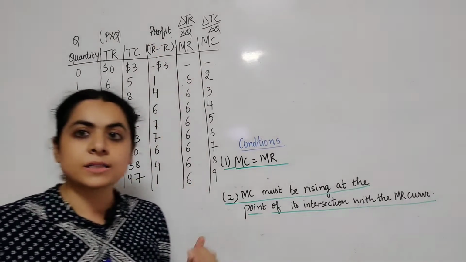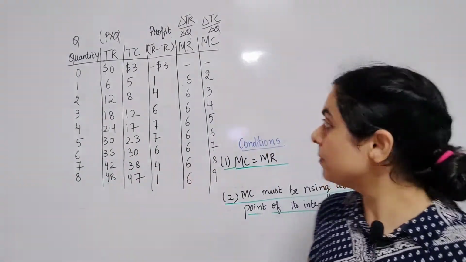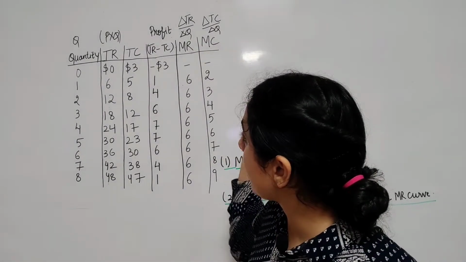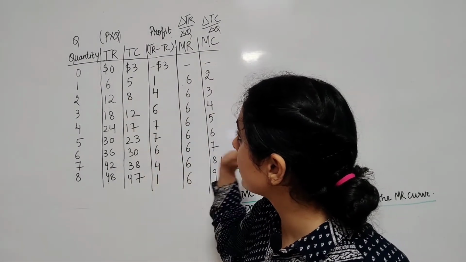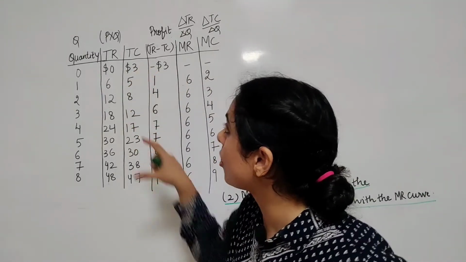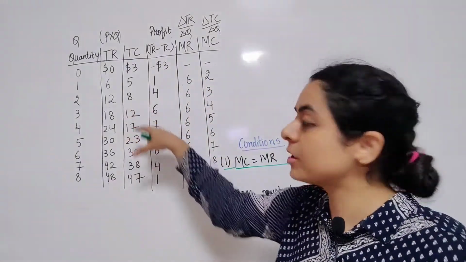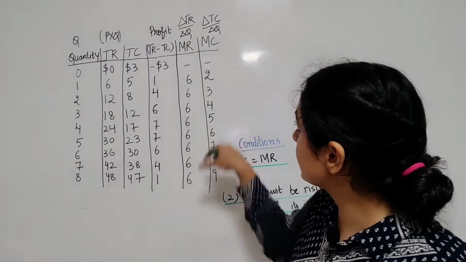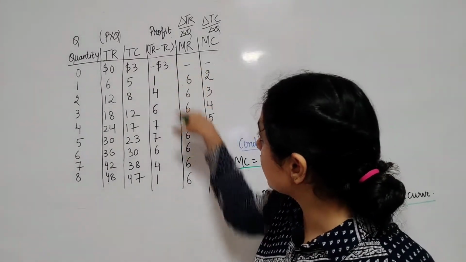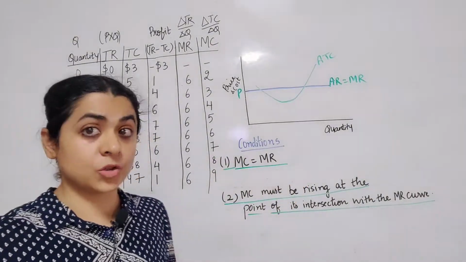As we know, a firm under perfect competition is a price taker and the price remains constant. So here we have assumed that the per unit price is $6 and the total revenue increases at a constant rate. Here we have our marginal revenue, which shows the change in total revenue, again 6, and here we have our marginal cost, profit. Here are the conditions for profit maximization.